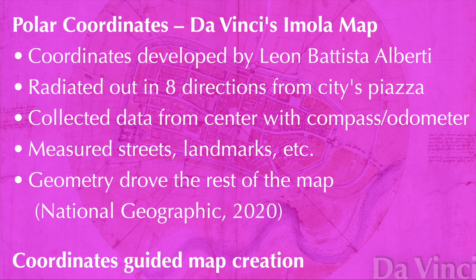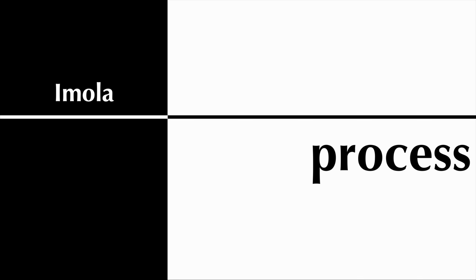Da Vinci himself collected data from the center of the city with a compass and odometer. This helped him measure the various streets, landmarks, and other pieces of information. And from this, he used geometry to drive the filling out of the rest of the map. As a result, the polar coordinates guided the creation of the map.